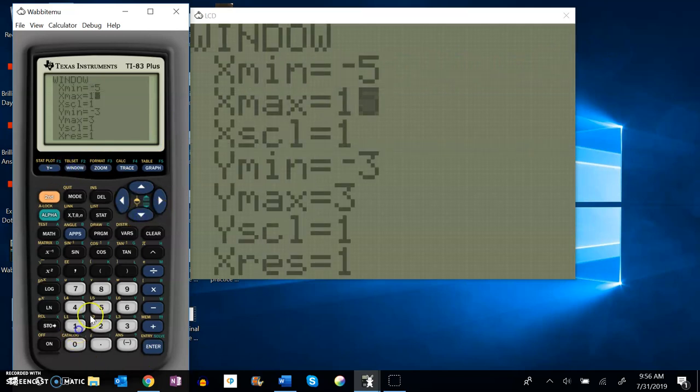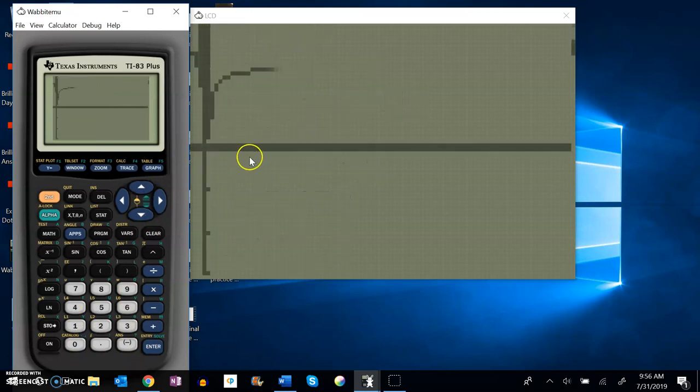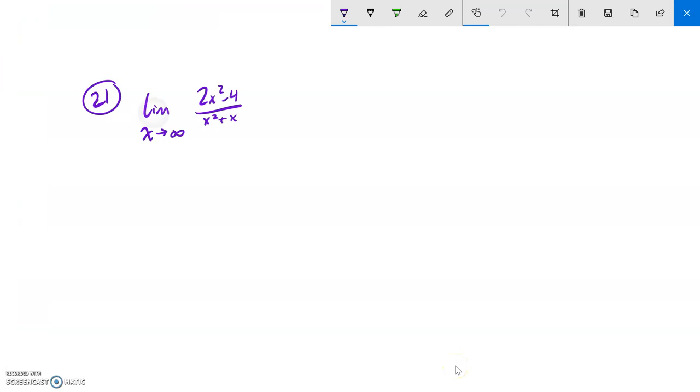What if this went up to 150? There's 2. It sure flattens out at 2. It looks like as x tends to infinity, as x grows without bound, this thing settles down to 2. So I'm going to say this limit is 2.